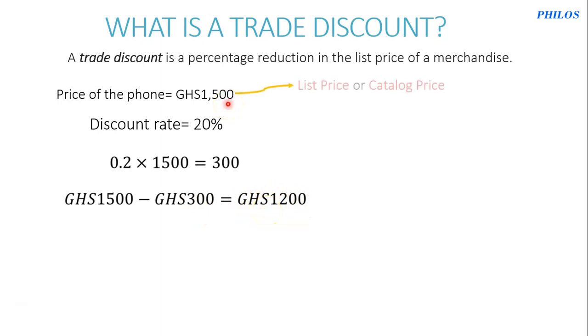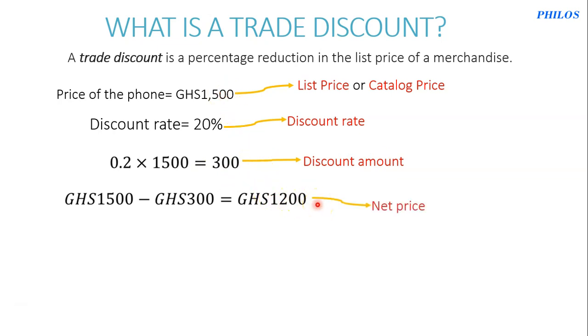This 1,500, that's what we call the list price or the catalog price. And then this rate, the 20%, the one in percentage, we refer to it as the discount rate. Okay, it's written here too. And then this 300, that is when you multiply the percentage by the list price of the item, what you get, which is this 300, we call it the discount amount. When you subtract the discount amount from the list price of the item, what you get, which is this 1,200, is also called the net price. So what you finally pay after deducting a discount is known as the net price.